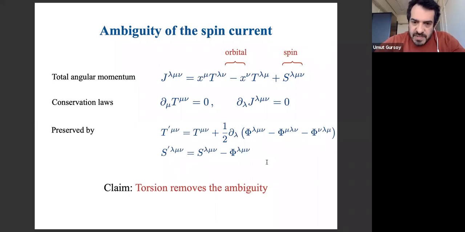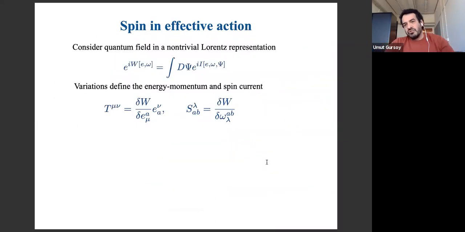And let me just substantiate this claim. To see this, you can try to derive this Belinfante-Rosenfeld ambiguity in this language. So let's do this effective action language. Let's imagine that we have some quantum field in a non-trivial Lorentz representation with non-trivial spin, and then we integrate out all the canonical degrees of freedom to derive some generating function as a function of the external field vielbein and the spin connection. Then we can define the energy momentum tensor and the spin current by just variations with respect to e and omega. Okay, so these are these two quantities.